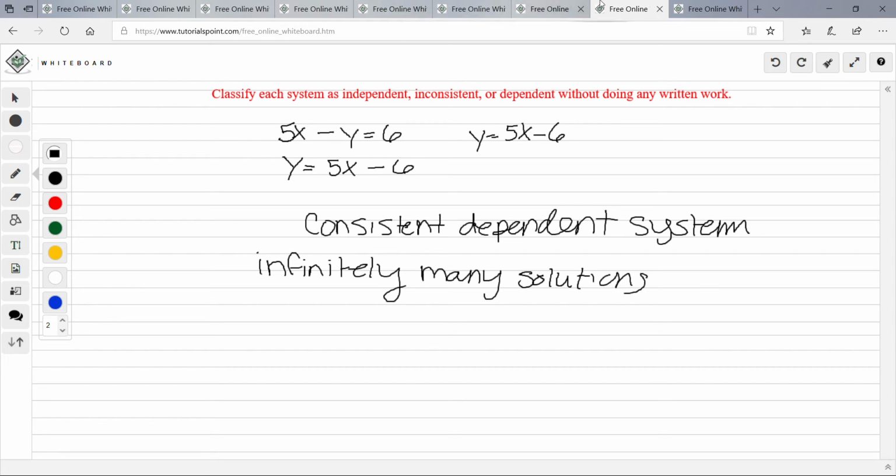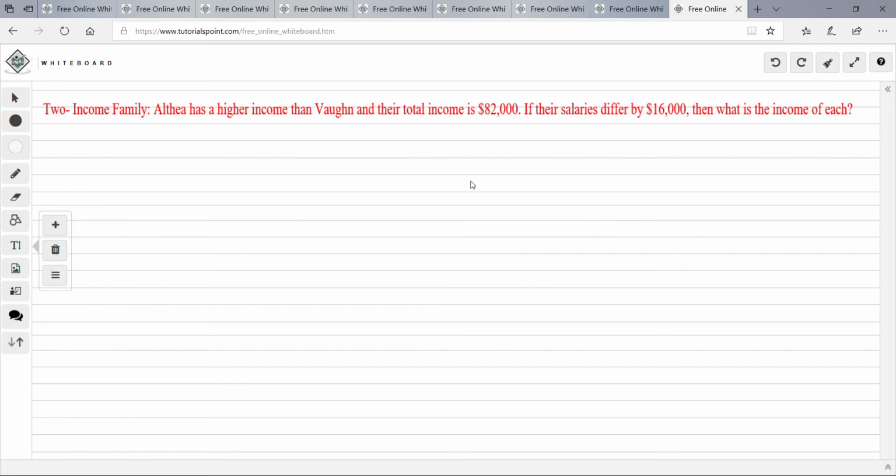Last one, and it's a word problem. Okay, so two-family income. Altia has a higher income than Vaughn, and their total income is $82,000. If their salaries differ by $16,000, what is the income of each? So we're going to have to develop some kind of system of equations with two variables. Let's label A as Altia, and then V as Vaughn.